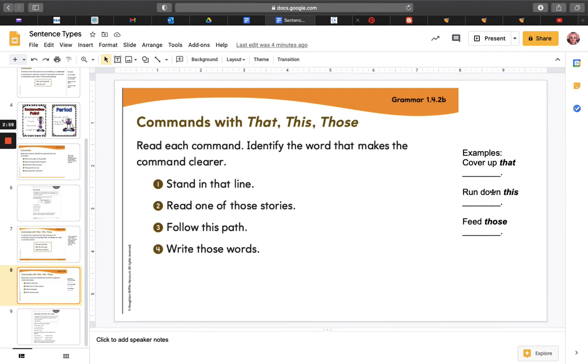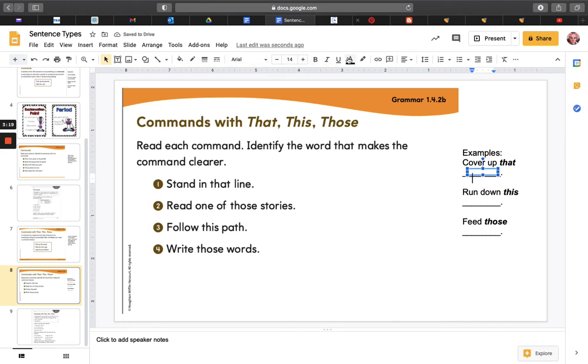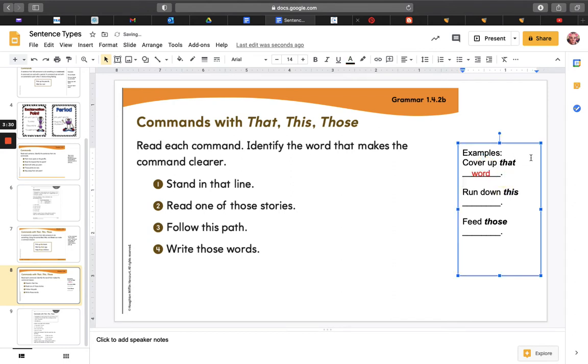So here's some examples with some blanks, and we're going to fill in these blanks with words. So it says, cover up that. Well, what word could we put here? Cover up that what? I think I might say cover up that word. That's a command. And the word that helps me understand which word I should be covering up. Notice how capital at the beginning, period at the end.